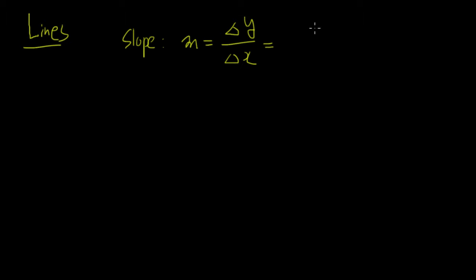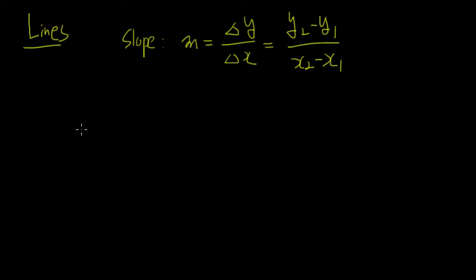For the lines that we are studying, slope, referred to as m, was change in y over change in x, and slope between two points was y2 minus y1 over x2 minus x1. That was slope.